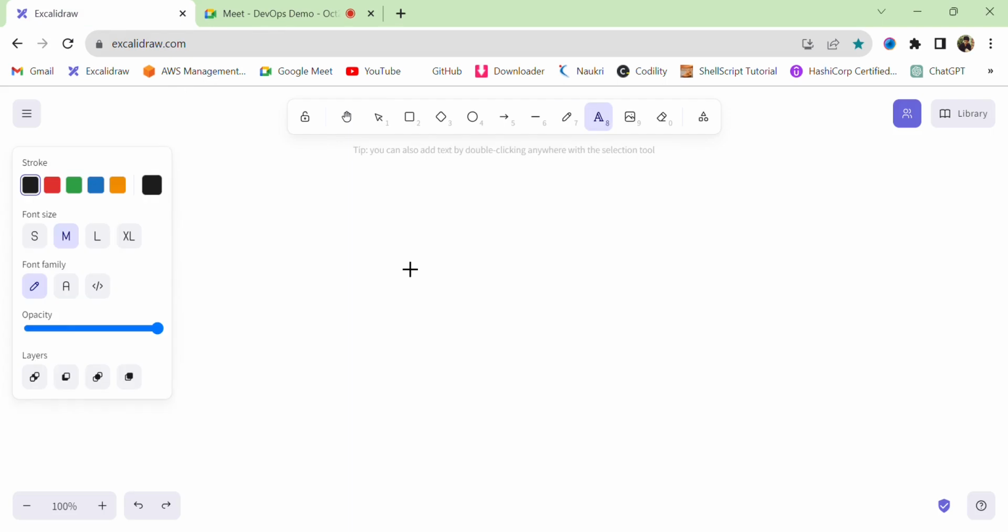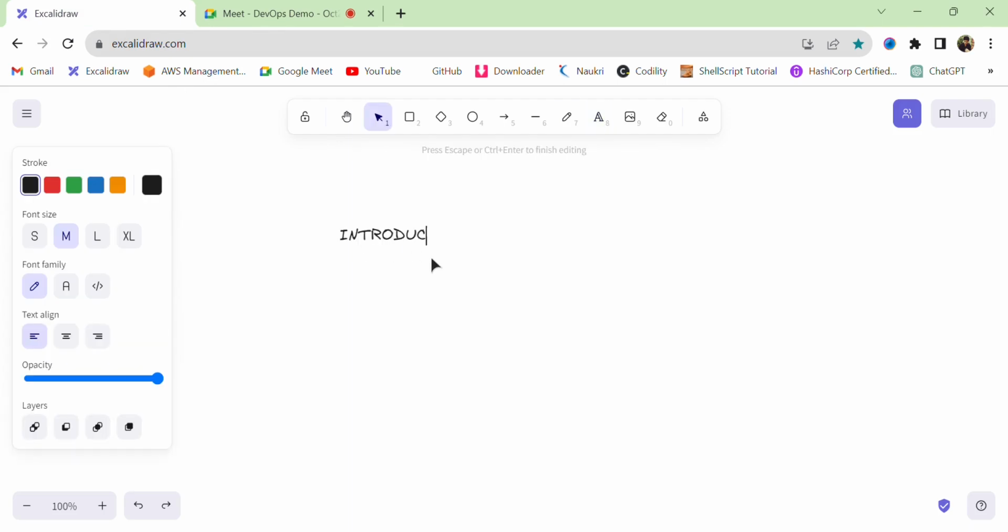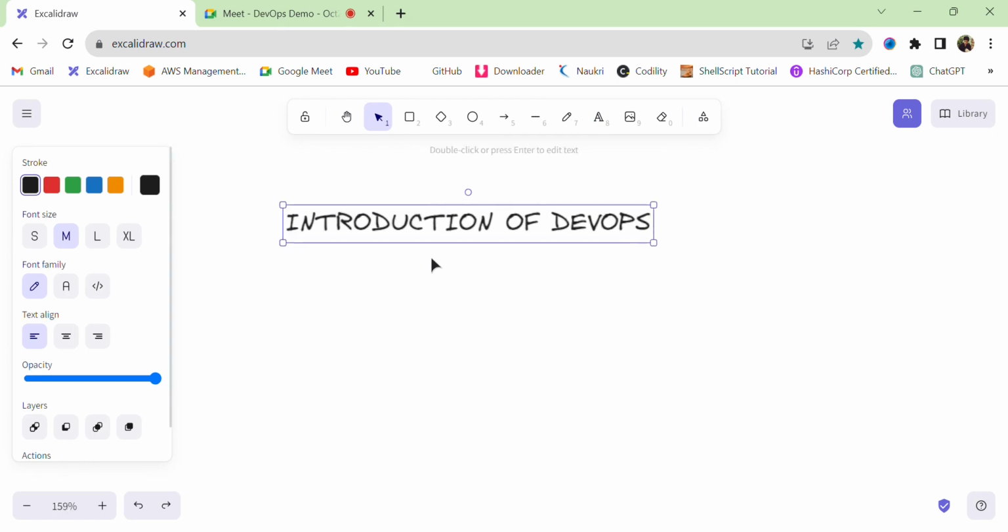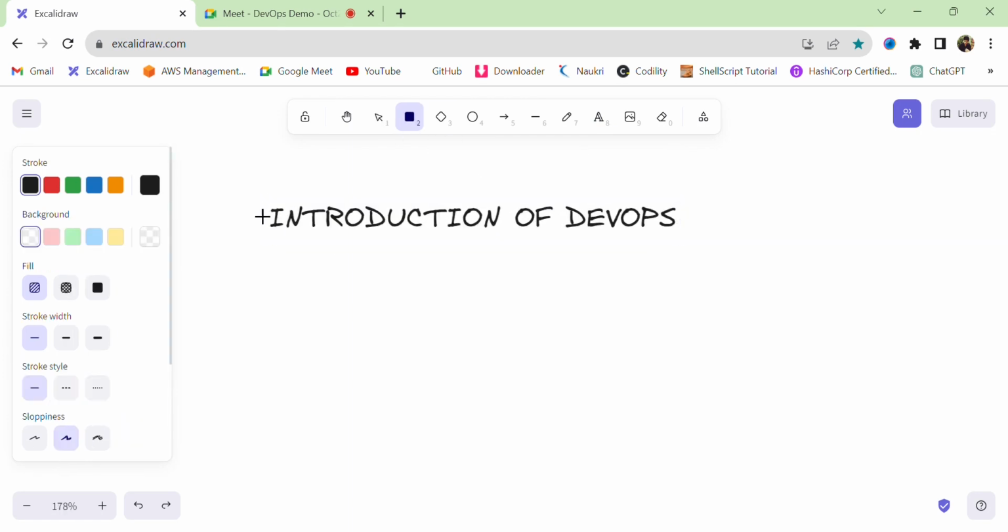So as I told you, today's session is related to DevOps. This is an introduction to DevOps: what exactly DevOps means and what the different concepts used in DevOps are. We'll be discussing these today.